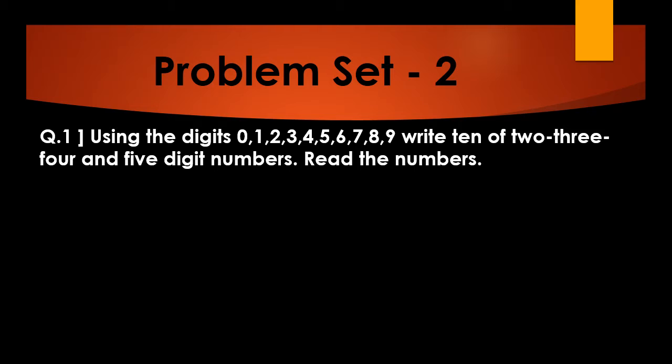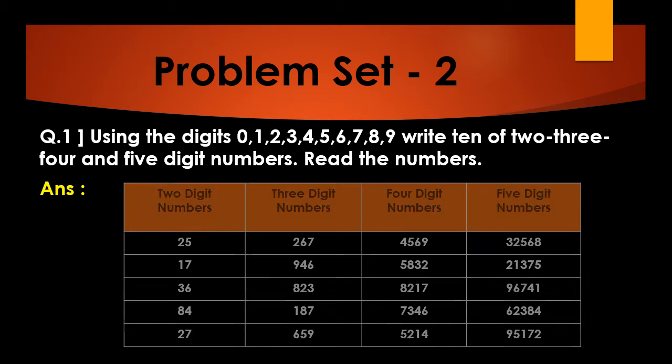Using the digits 0, 1, 2, 3, 4, 5, 6, 7, 8, 9, write 10 of 2, 3, 4 and 5 digit numbers. Read the numbers. Students, till previous standard you have studied to write 5 digit numbers, and you have also studied place values of the numbers. So you know very well 5 digit numbers are the numbers till we write value of 10,000. Now let us see what will be our answer.